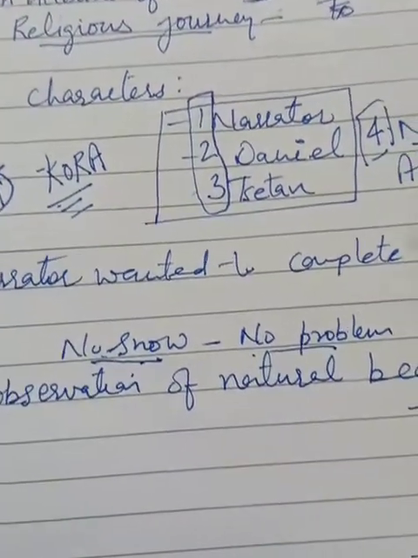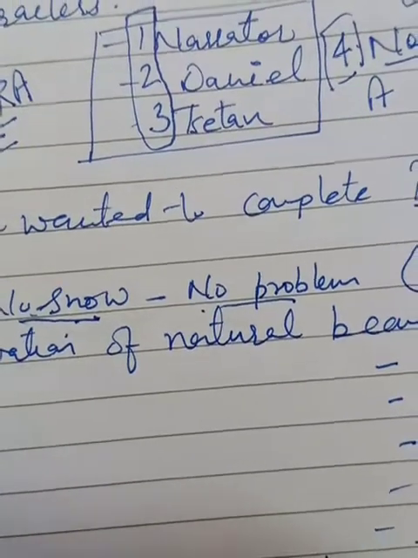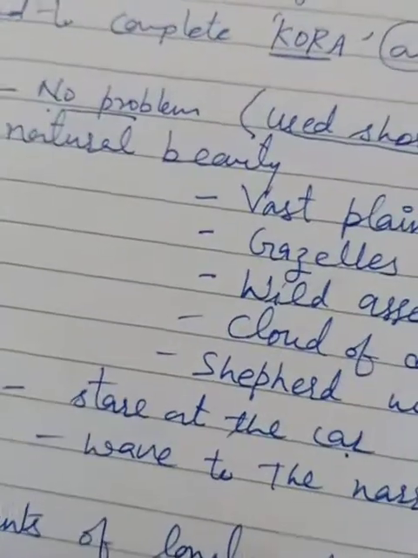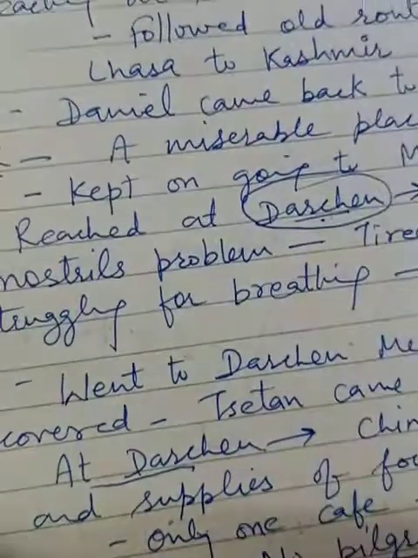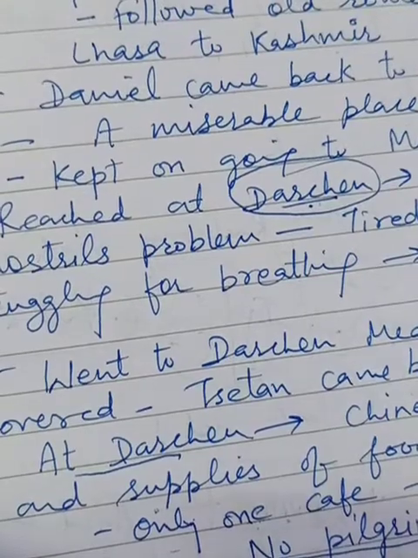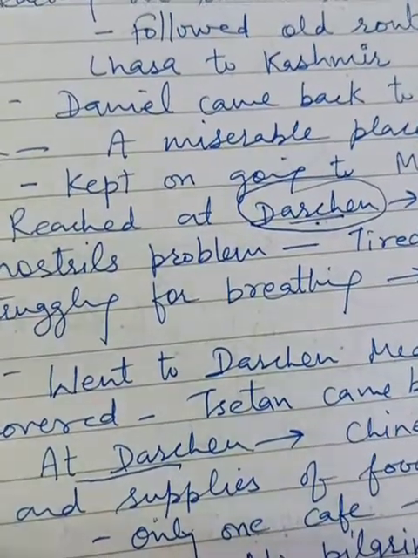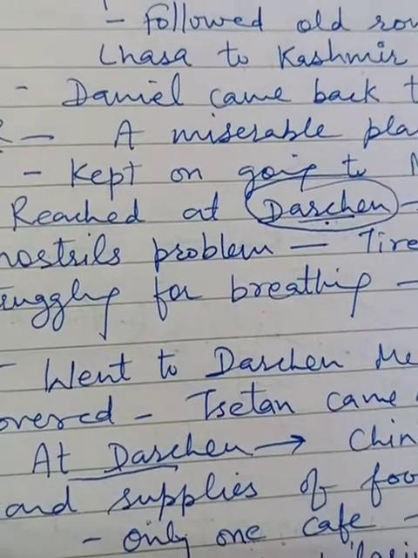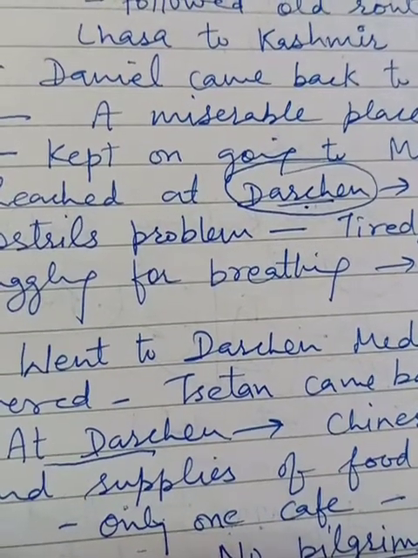In this, the narrator faced so many problems on the way. Dear children, this was just an outline of the story, and in the next video, hopefully we will read the text. This is the very last chapter of the book Hornbill. Dear children, I hope you have got the point properly.